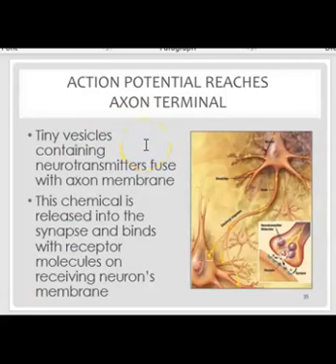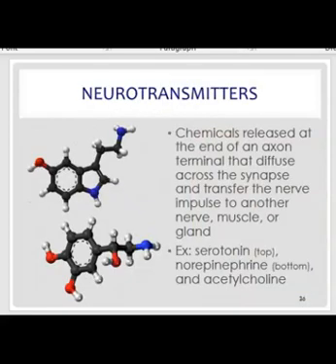Then the action potential reaches the axon terminals. It's going to cause these chemicals that are located in the axon terminal to get dumped. They will dump all of these neurotransmitters into the synapse, or the gap between the two neurons, and those neurotransmitters will bind to the membrane of the next neuron. Those chemicals are called neurotransmitters. These are what we call the chemicals that are released at the end of the axon terminals.